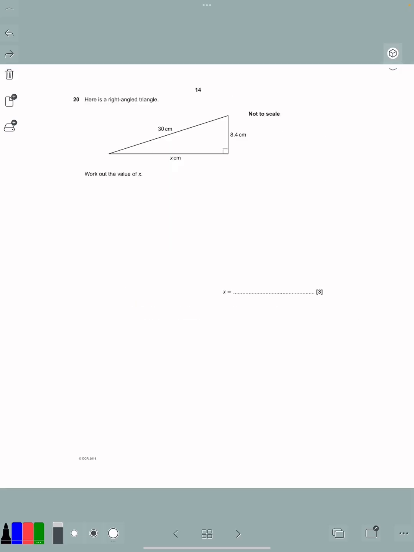So we've been given two values, 8.4 and 30. So the sine of this angle would equal opposite over hypotenuse, which would be 8.4 over 30. From there, we can find that angle. Then we can use the cosine function. Cos x equals x over 30. 30 cosine x equals x.